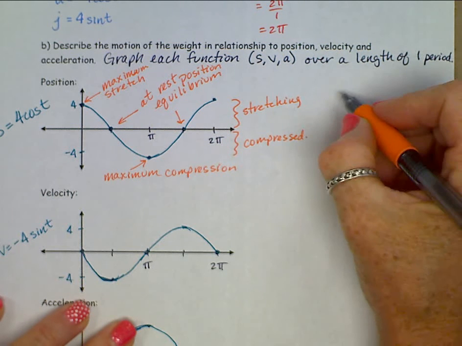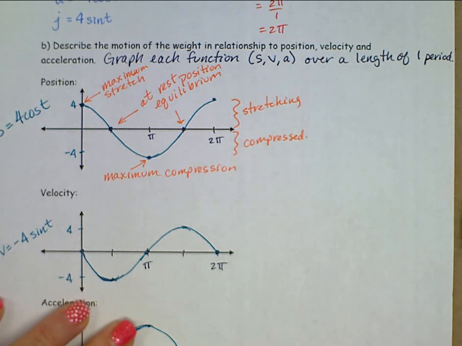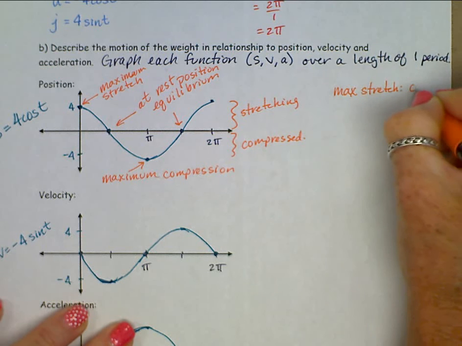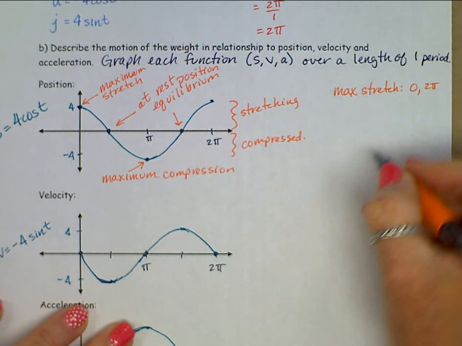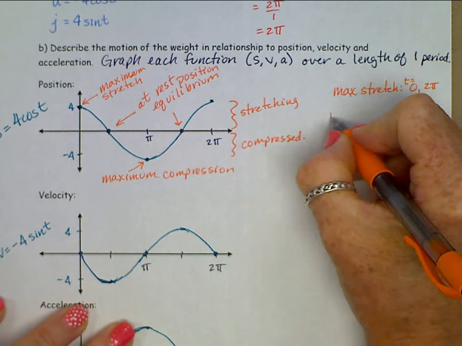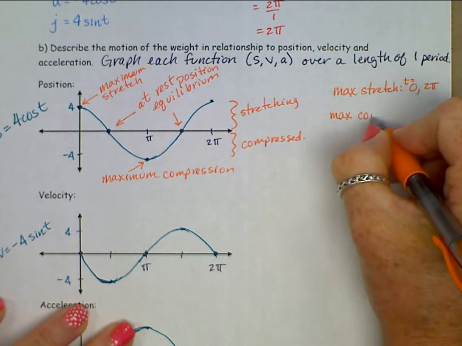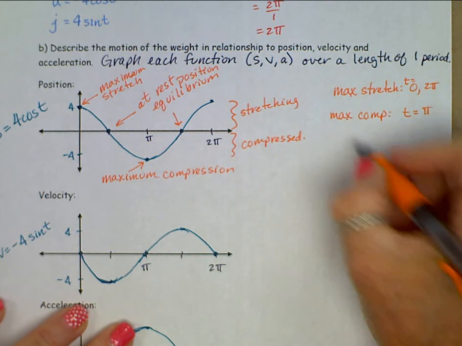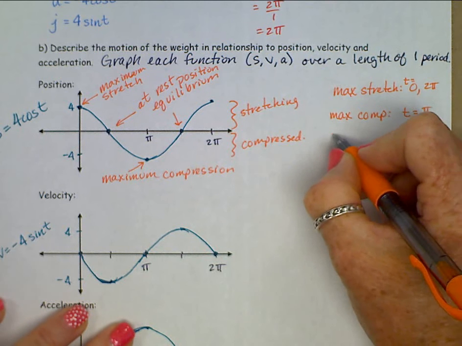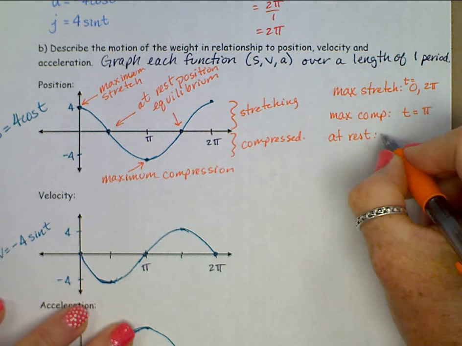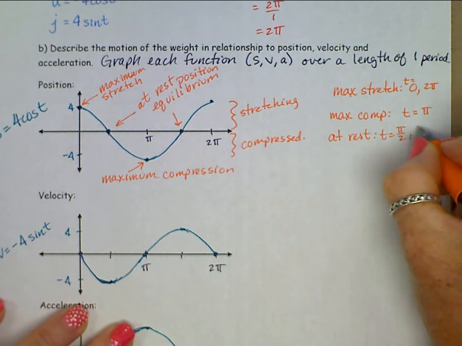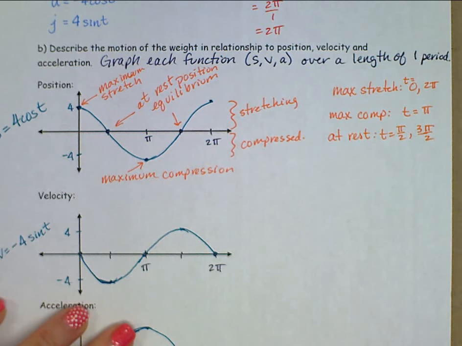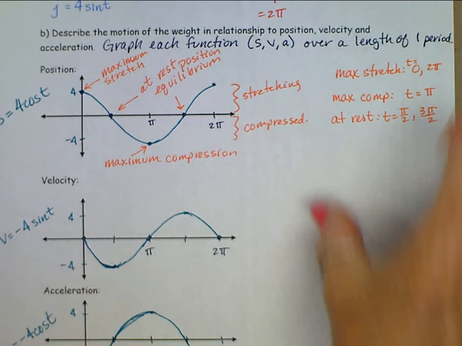And we see when we look at this a maximum stretch at 0 and 2 pi. We see a maximum compression at t equals pi, and this spring and weight are at rest at pi over 2 and 3 pi over 2. Okay? All right, now let's come down here and let's look at the velocity.